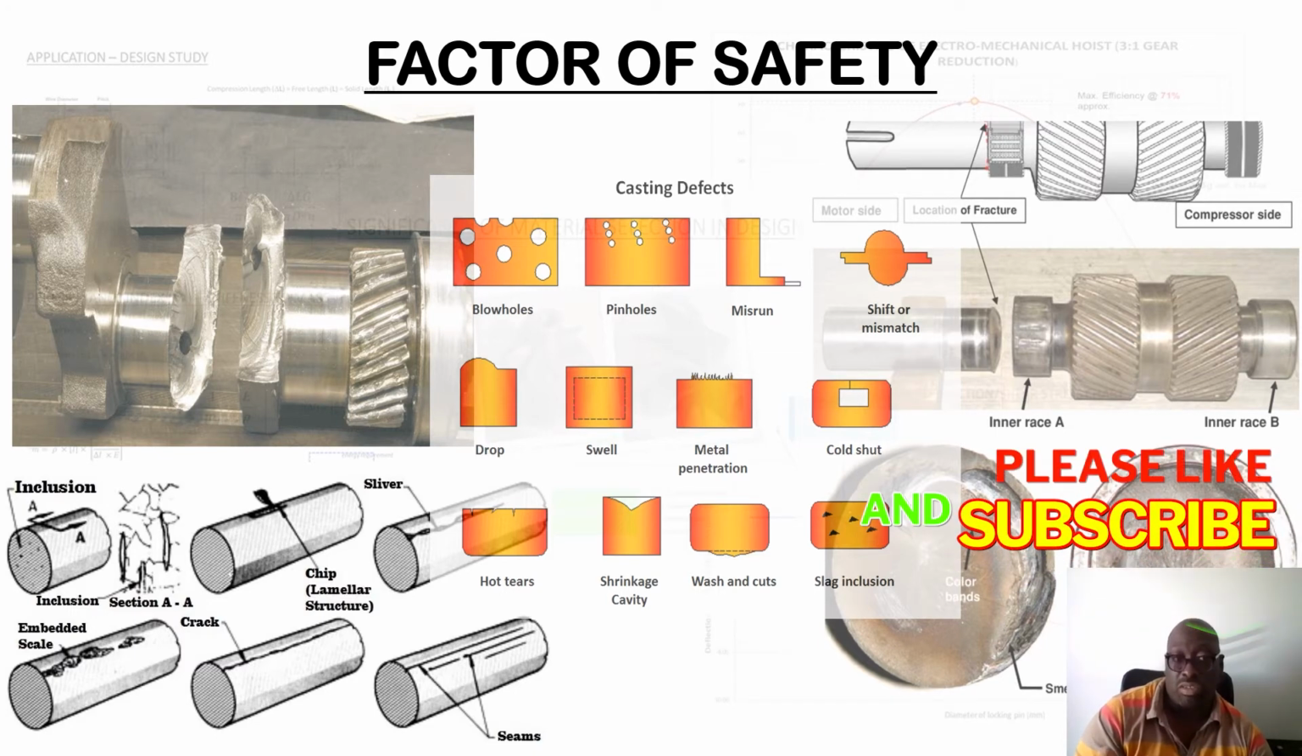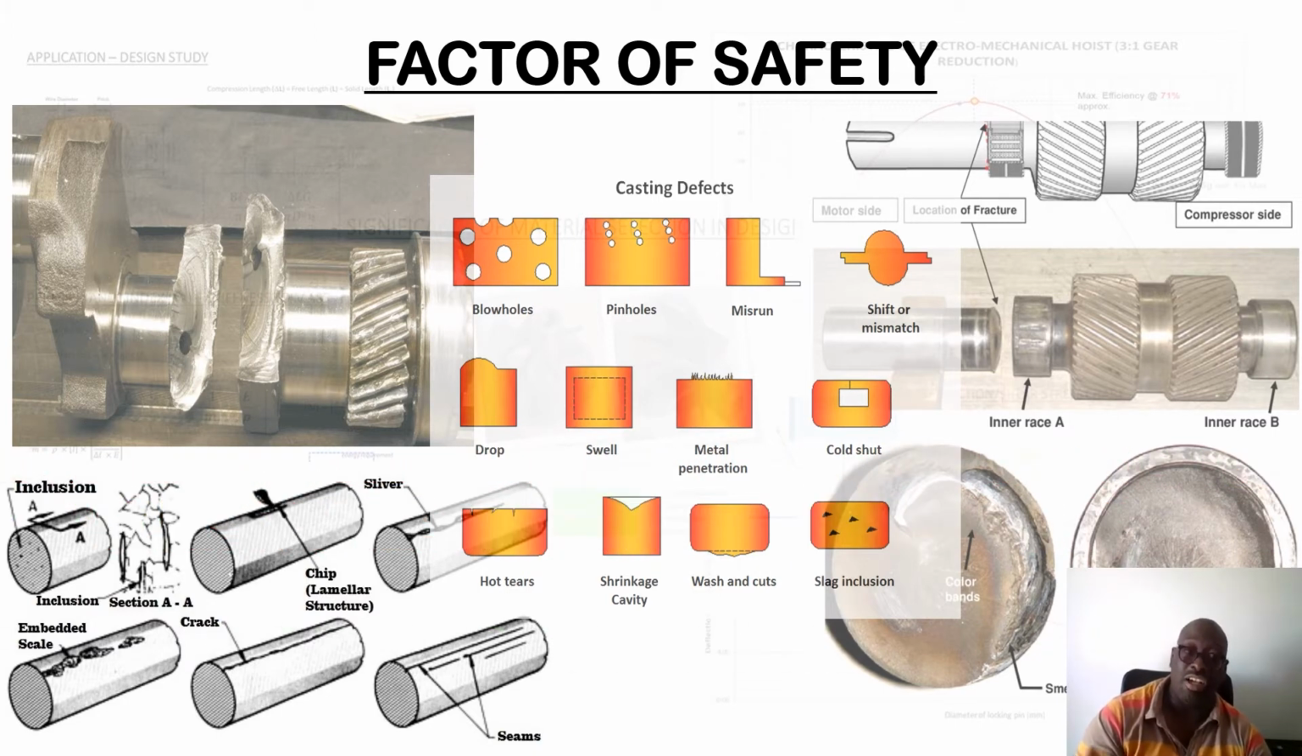So this is where the factor of safety comes into play, to ensure that the component or the material is safeguarded to operate within the elastic limits of a given component, unless it's intentionally designed in such a way that it does need to experience some measure of plastic deformation.